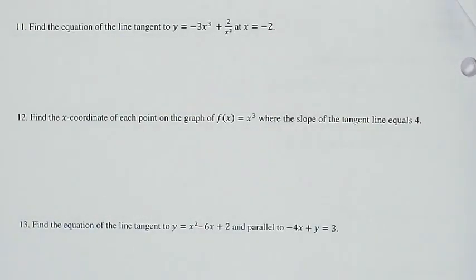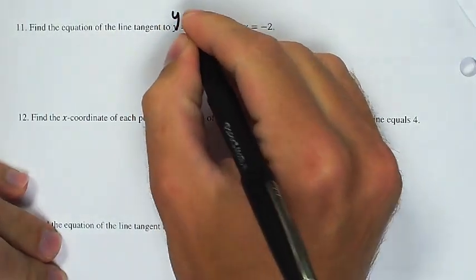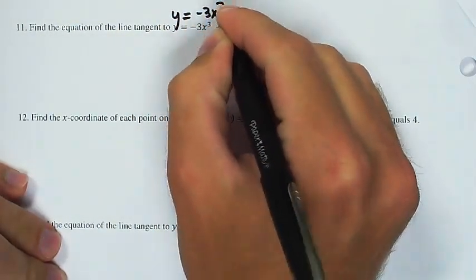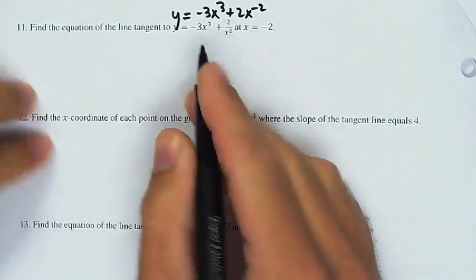All right, now find the equation of the line tangent to y equals negative 3x to the 3 plus 2 over x to the 2. Okay, well, I'm going to need to rewrite this as power so I can use the power rule to take the derivative. So plus 2x to the negative 2. That's going to be a good place to start.